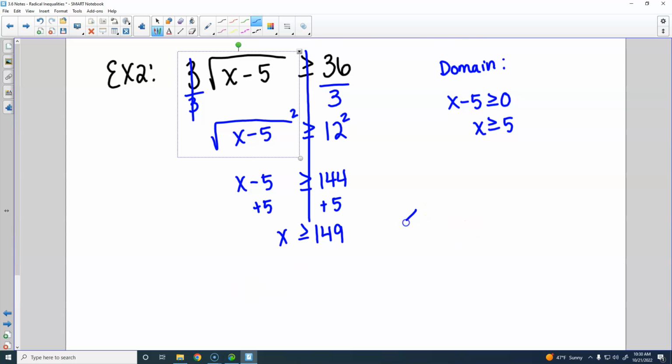If I think of the number line, I have 149 here, and numbers greater than or equal to 149. The domain is not my answer. I just have to make sure that it doesn't conflict with my answer. Are there any numbers bigger than 149 that are not going to be bigger than 5? They're not. In this particular case, my domain is anything bigger than 5, so since everything in my answer is in fact bigger than 5, I just ignore this. It doesn't affect my answer at all.